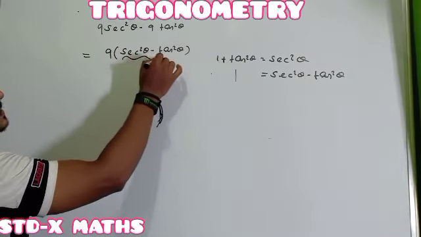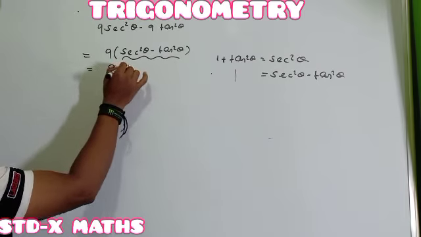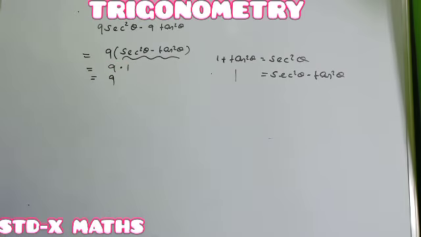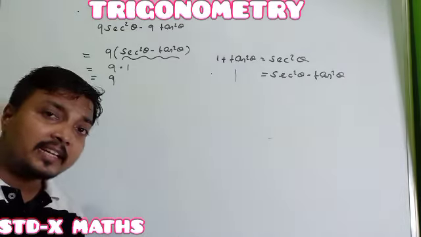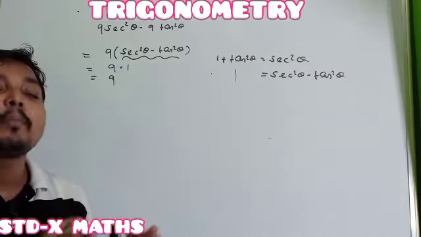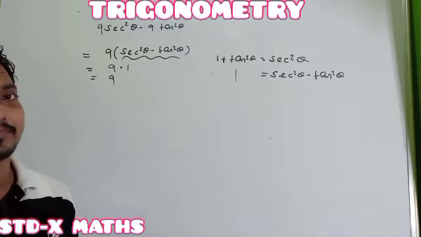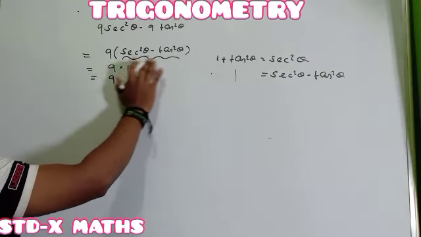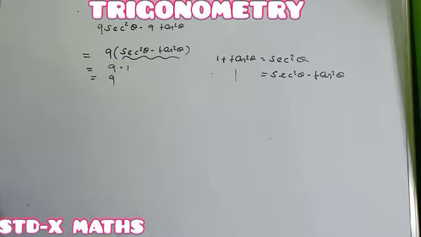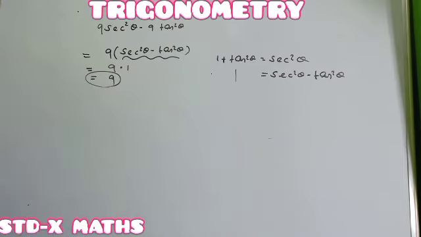So here sec square theta minus tan square theta, I can directly write as 1. 9 into 1 is 9. So first I went on searching whether any trigonometric identity was hidden within the expression or not. Finally I got it as one form of the trigonometric identity, for which I put the value, and finally I got the answer, equal to 9.